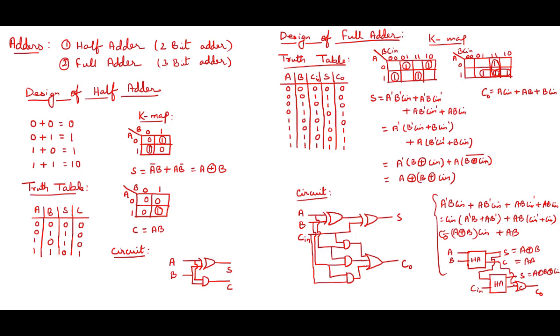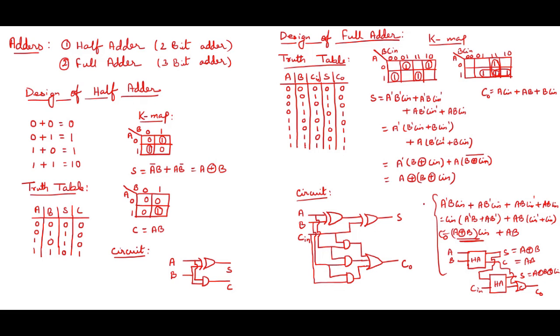So what is the benefit over here? This AB is coming here. What will come? A XOR B into C in. This part will come over here. Okay, this is adding with AB, and I'm getting the carry out. So this is, okay, an alternative way of designing a full adder using 2 half adders.